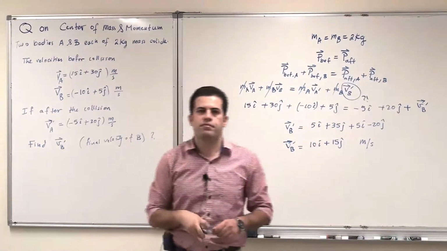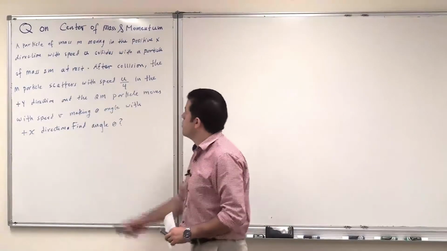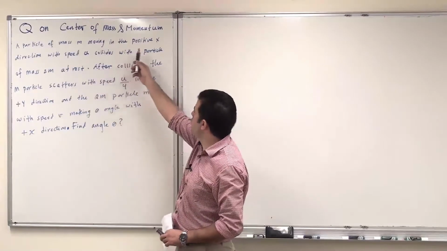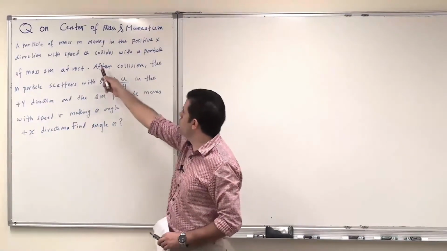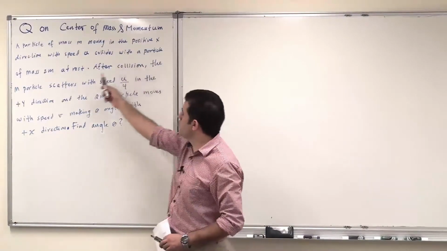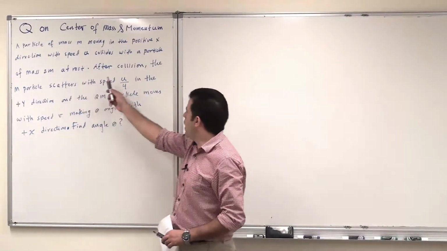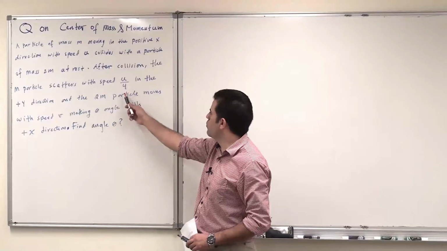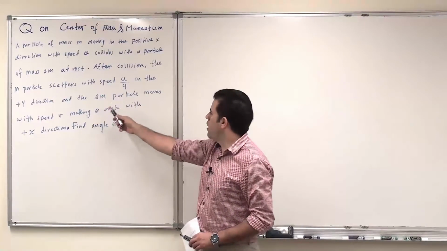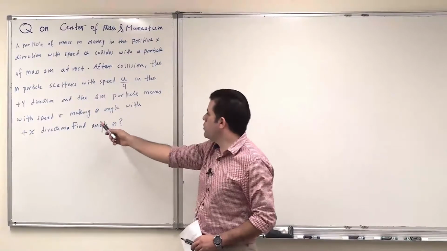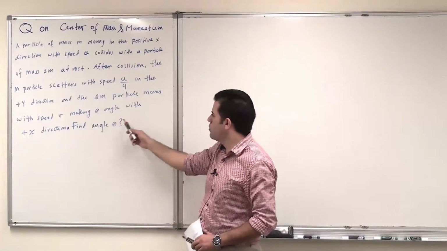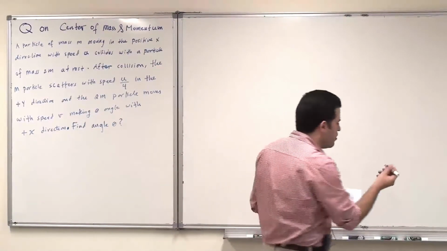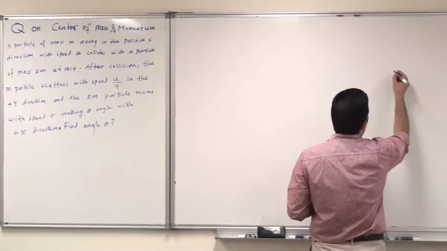Thank you. Assalamu alaikum. This question is on the center of mass and momentum. A particle of mass m moving in the positive x direction with a speed u collides with a particle of mass 2m at rest. After collision, the m particle scatters with a speed u over 4 in the positive y direction, and the 2m particle moves with the speed v, making an angle theta with the positive x direction. Find angle theta. So we can make a simple drawing, which is necessary to solve such a question.